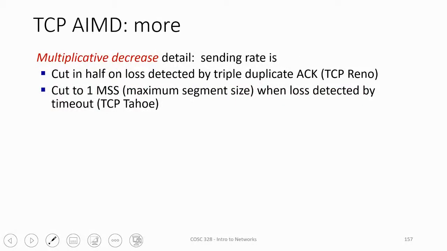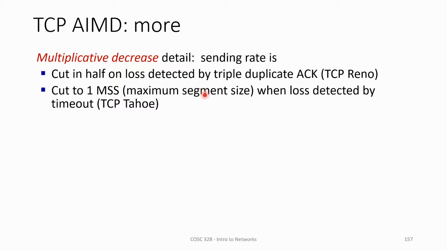But let's think about the multiplicative decrease in a little bit more detail. The sending rate is cut in half when a loss is detected by triple duplicate acknowledgement. This is called TCP Reno. But if a loss occurs because of a timeout, which is a more severe issue, this is called TCP Tahoe, and it cuts the sending rate to only one maximum segment size.